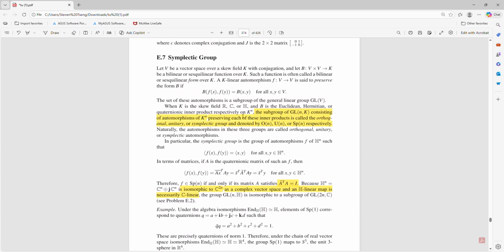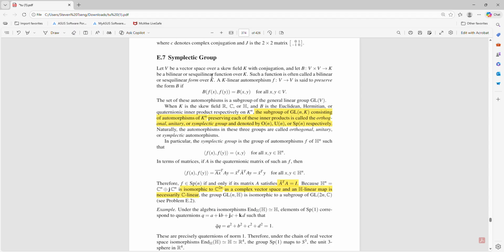After a long process of talking about some properties of quaternions, we finally get a chance to talk about the symplectic group.